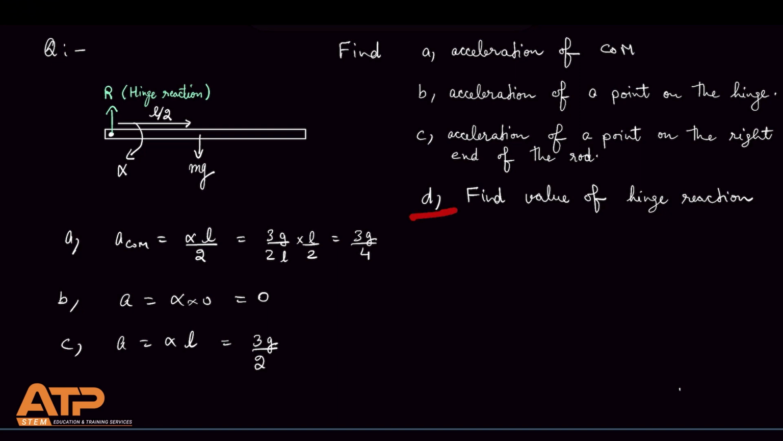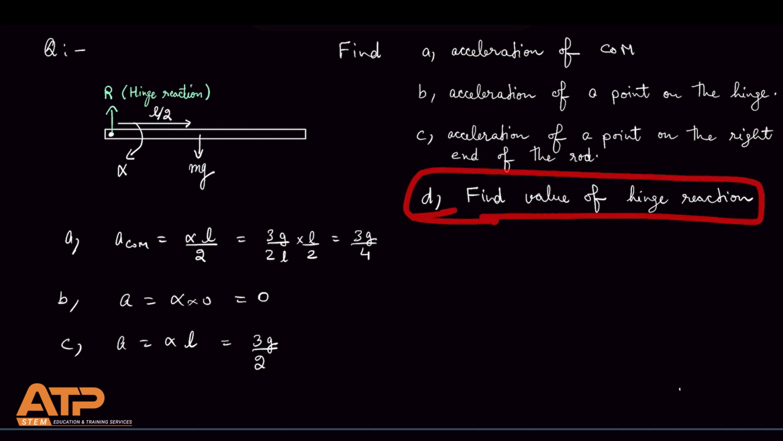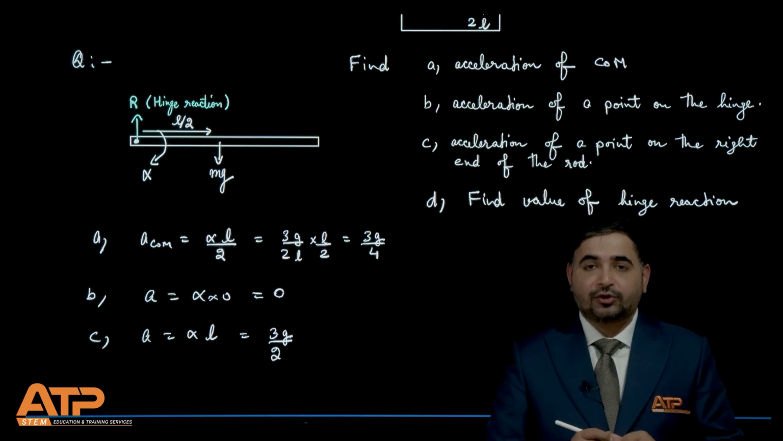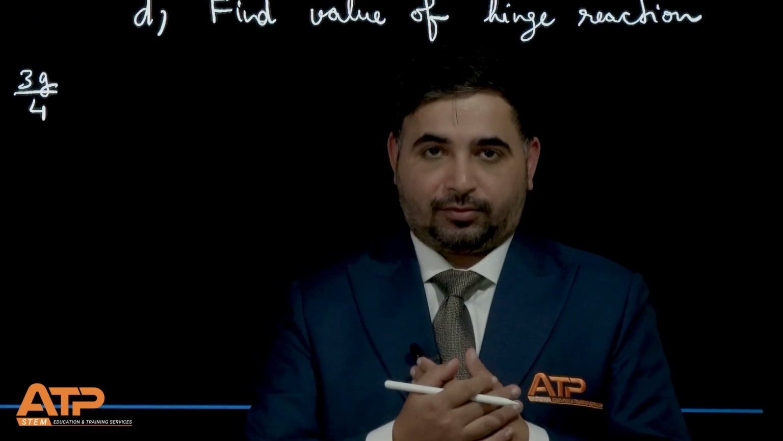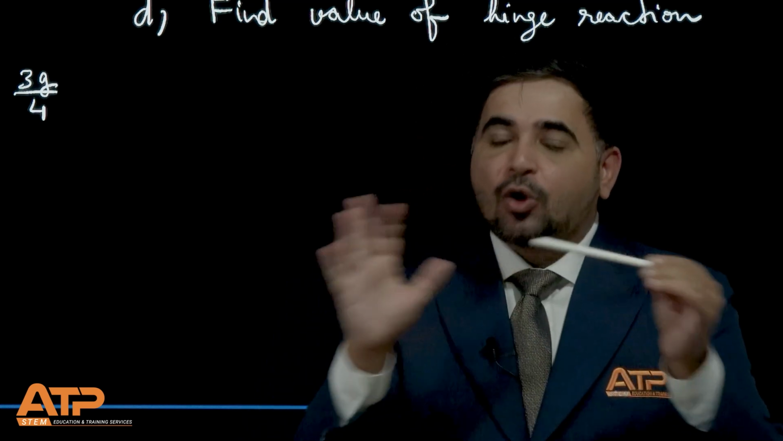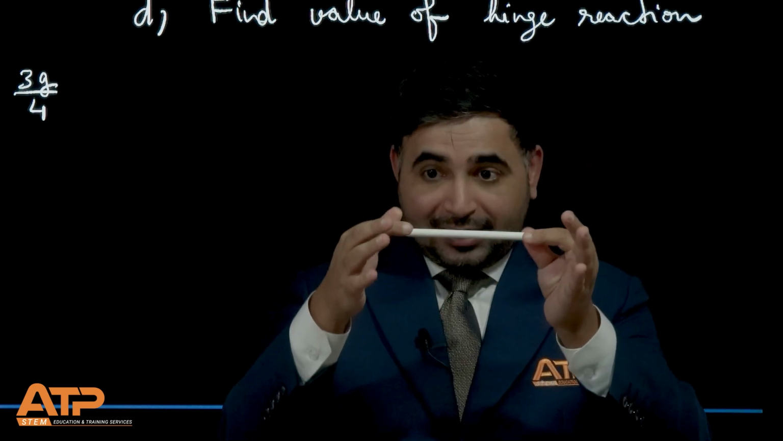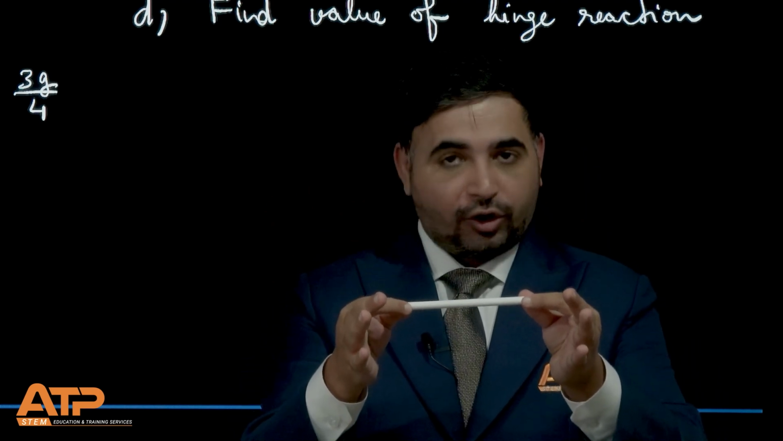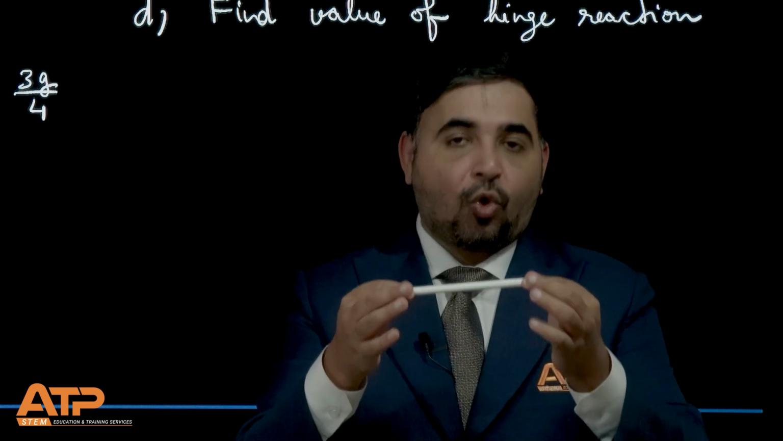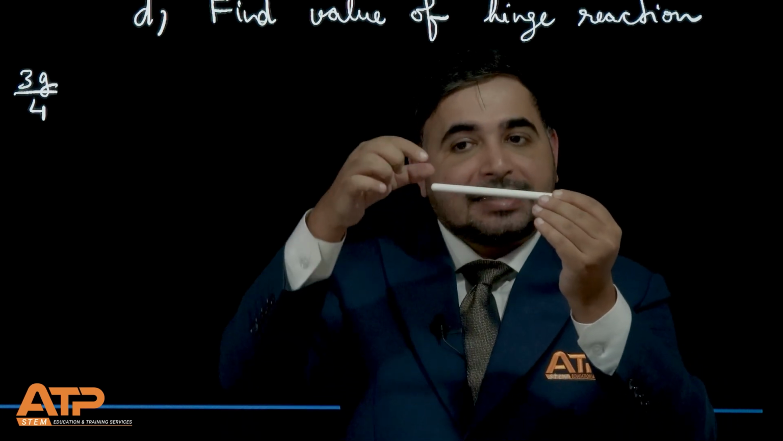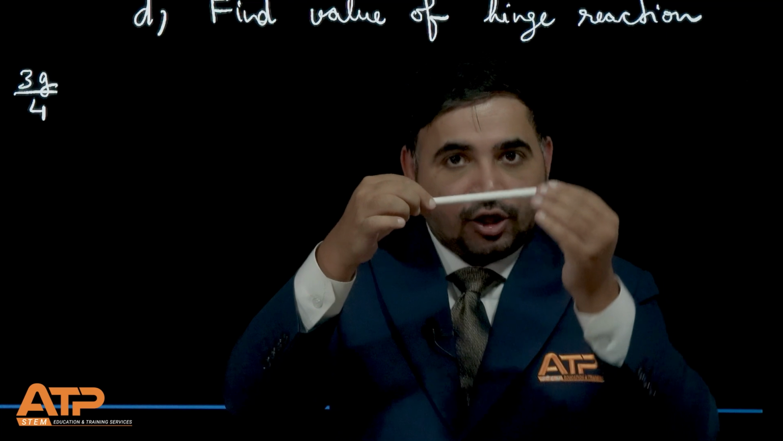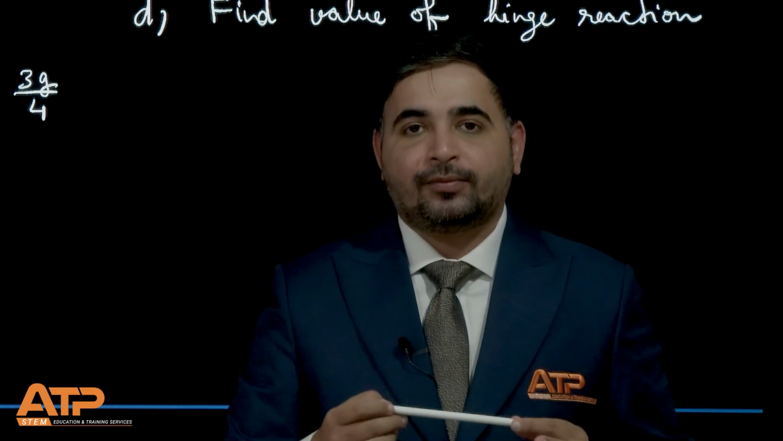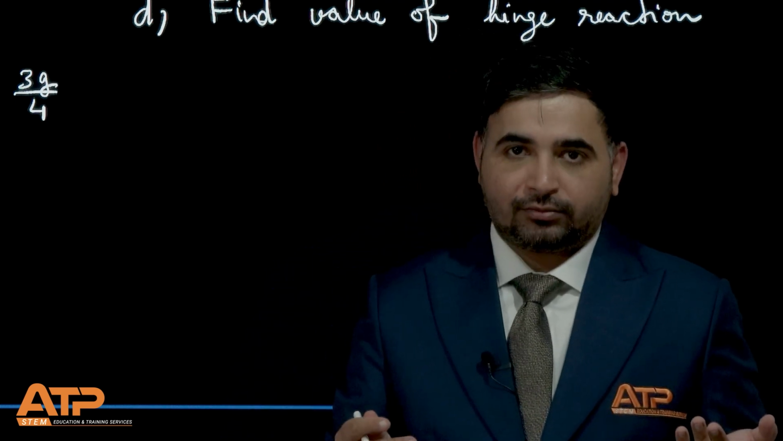Now D part, find value of hinge reaction. Alpha and a were easy. How are we going to find hinge reaction? First of all, why should there be a hinge reaction? Imagine your rod without hinge reaction. If there is no hinge itself, the rod is simply going to fall down like this. It's not going to rotate, right? So what is the hinge doing? The hinge is applying some force at the end point so that the rod can rotate and not just simply fall. So how are we going to find this force?